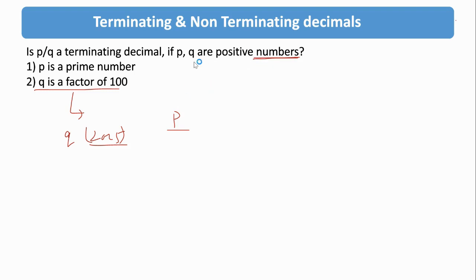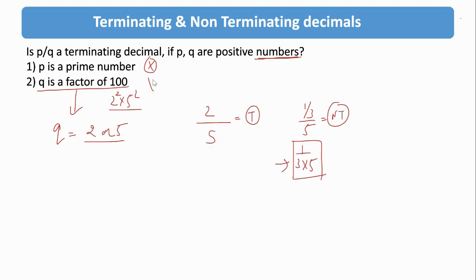That's why even if we know P and Q are positive numbers, that is insufficient. We do not know what the value of P is. Again, the value of P can be an integer 2 or it can be 1 by 3. Both are positive. If P is 2 and this is 5, it would be a terminating decimal. If P is 1 by 3 and this is 5, this will be a non-terminating decimal. So statement 2 alone is not sufficient.